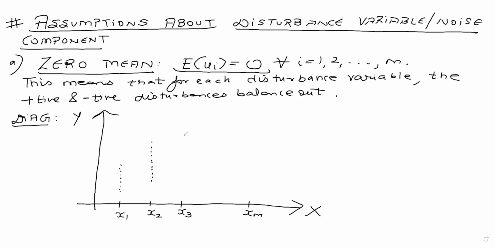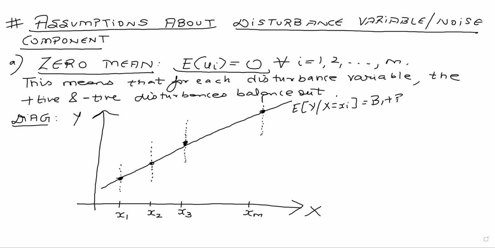It was taking fixed values, if you all can recall. And for every value of x, we had y itself being a random variable. Clear? We were looking at the expected value of y when we had built the population regression function. This was our population regression function: expected value of y given x equal to xi, which was capital B1 plus capital B2 times xi.